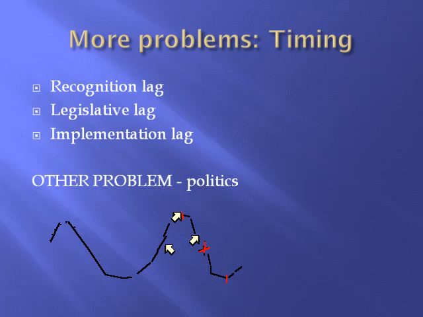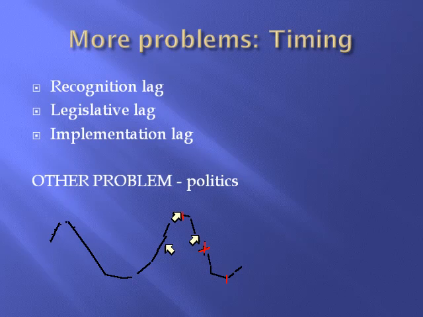Now you have to get some legislation passed through Congress. That's called the legislative lag, because that takes some time. People in Congress don't always agree with each other. They don't always agree with what should be done. They don't agree with whether there should be tax cuts or government spending increases or something to increase the health of the economy. So that takes a little bit of time.